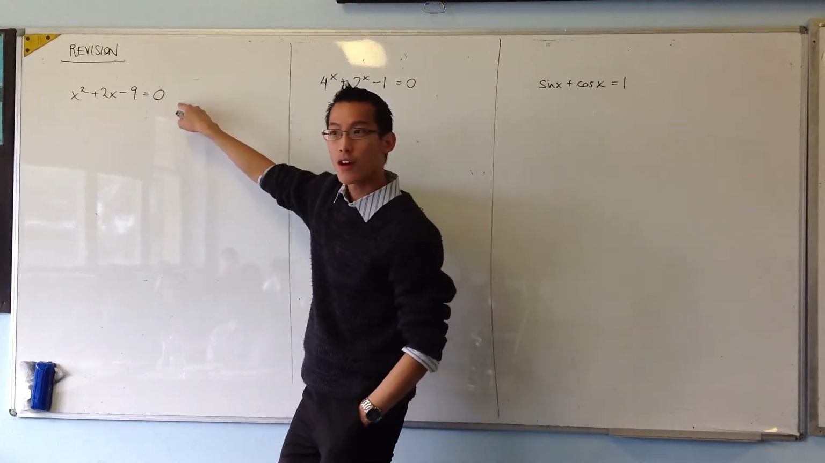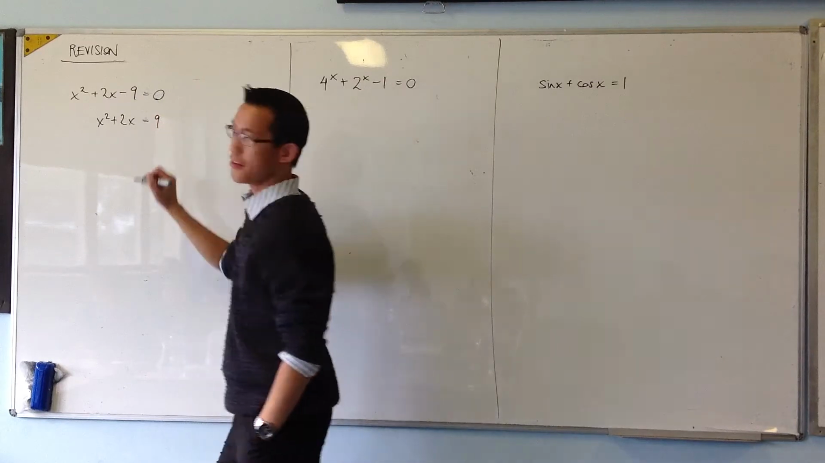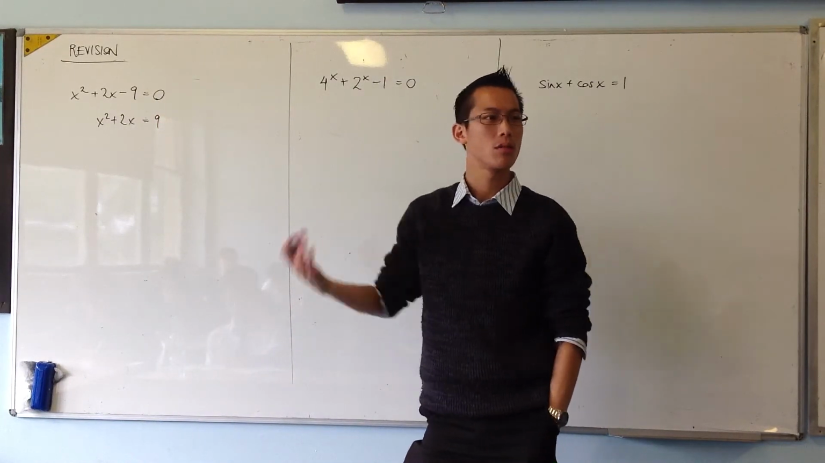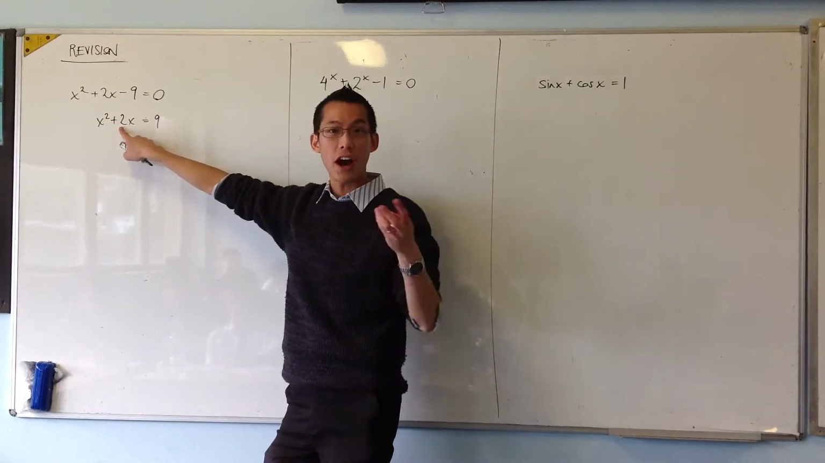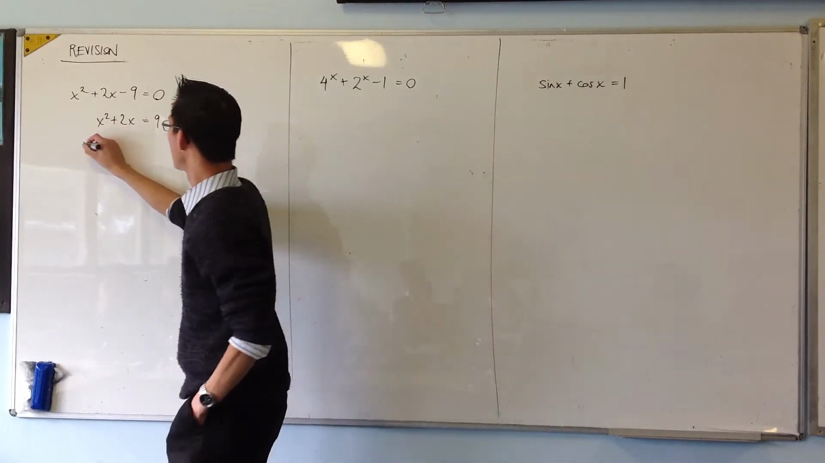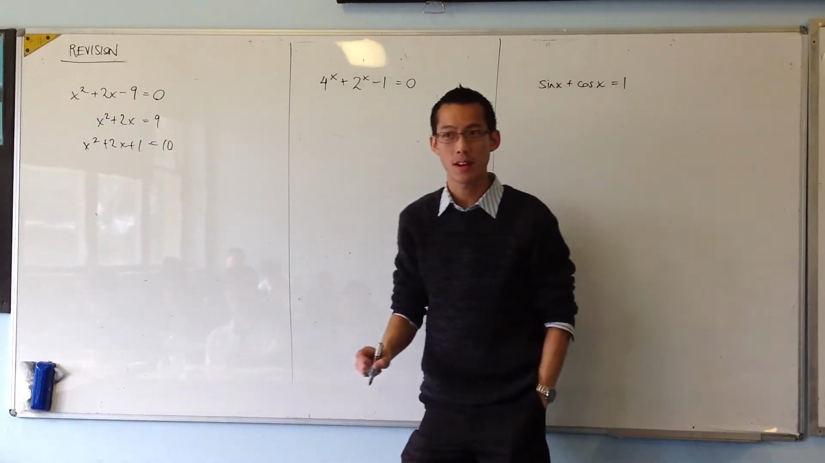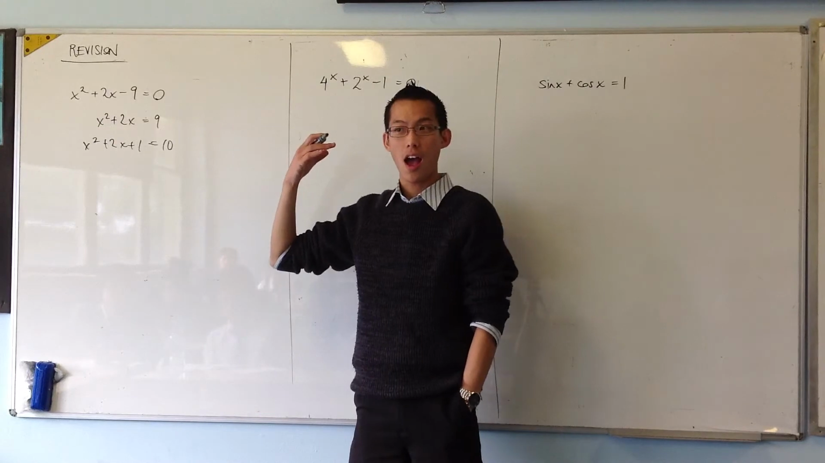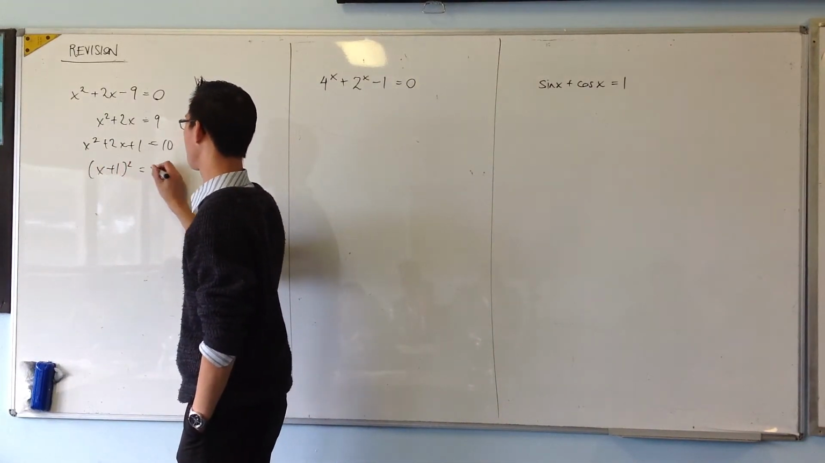Let's kick this 9 over the other side. And then here comes the completing the square bit, right? I have to add something to both sides. What do I add? In this case, I add 1. You look at this coefficient, you halve it, and then you square it. Halve it gives you 1, square it gives you 1. So x squared plus 2x plus 1 equals 10, added to both sides. The reason why we added 1 is because it makes the left-hand side a square. That's why it's called completing the square, right?